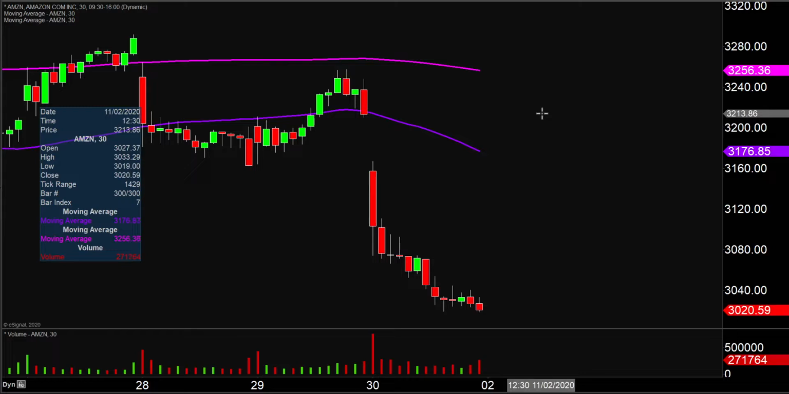Yeah, there's no reason to sugarcoat it. A very, very brutal day for Amazon here. Now, as far as levels to watch moving forward, let's first start off with levels of resistance.